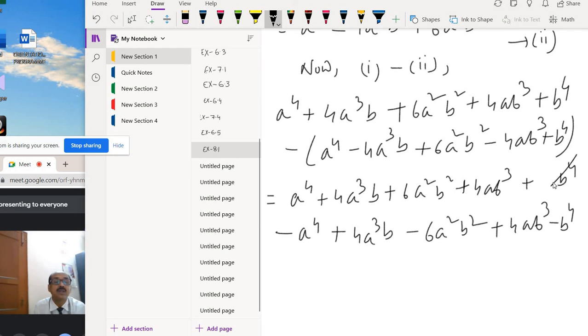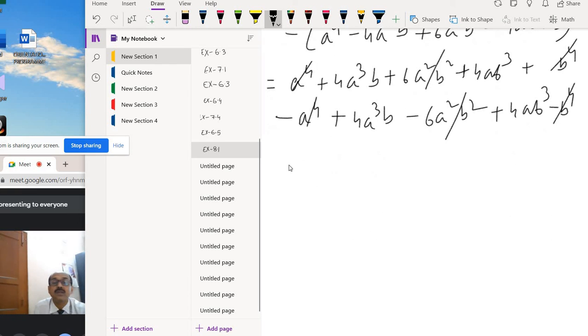So a to the power 4 and a to the power 4 get cancelled, b to the power 4 also cancels, and 6a square b square with 6a square b square will also get cancelled. So it will be 8a cube b plus 8ab cube.